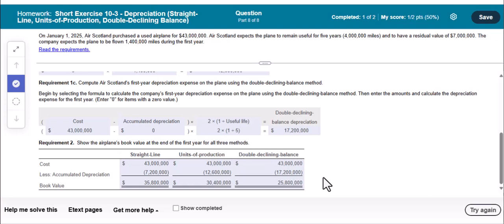And then if your goal in the first year is to have the least amount of depreciation, then you go with that straight line depreciation. So lower depreciation expense would mean higher net income. So it depends on what you're looking for and what your executive goals are for the company. That's it.